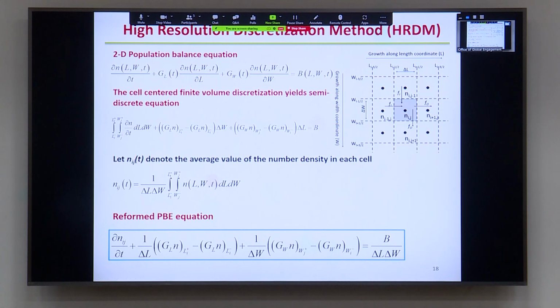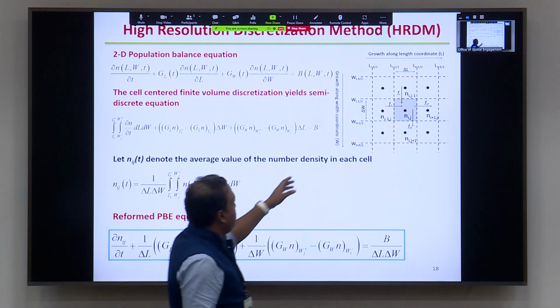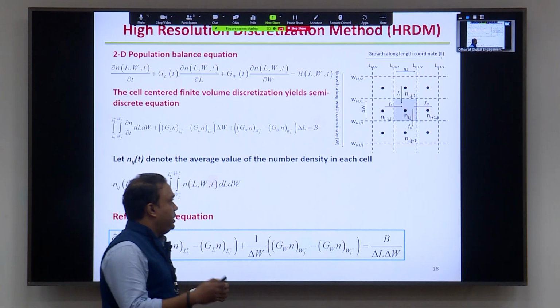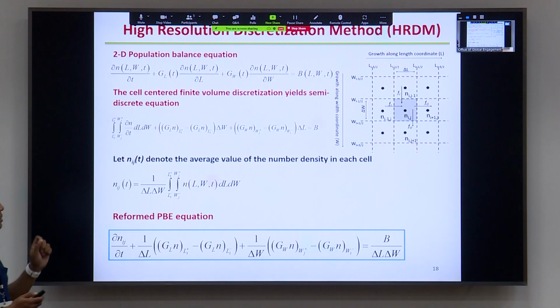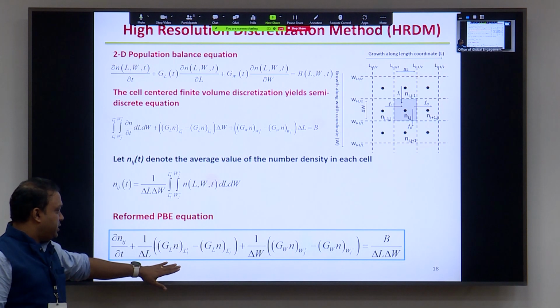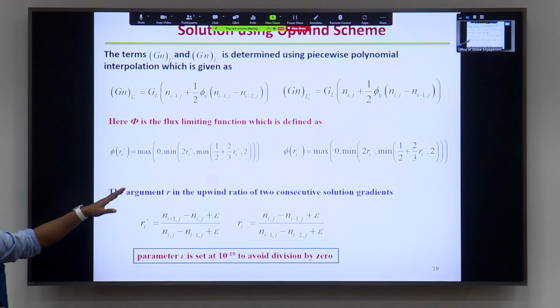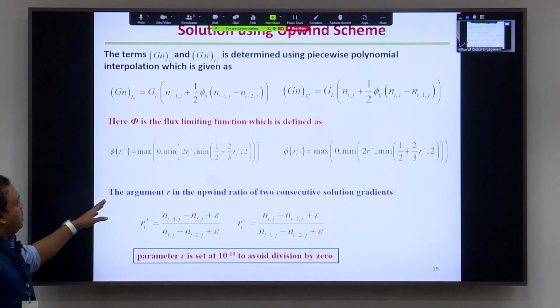Now for the high resolution discretization method, the population balance equation, which is an integral hyperbolic equation, we have solved by discretizing. We have discretized the length and width into n cross n matrices, with delta L and delta W being the step size. Now we got a reformed PBE as this, and here this equation is further modified with the upwind scheme using piecewise polynomial interpolation, and we got it.